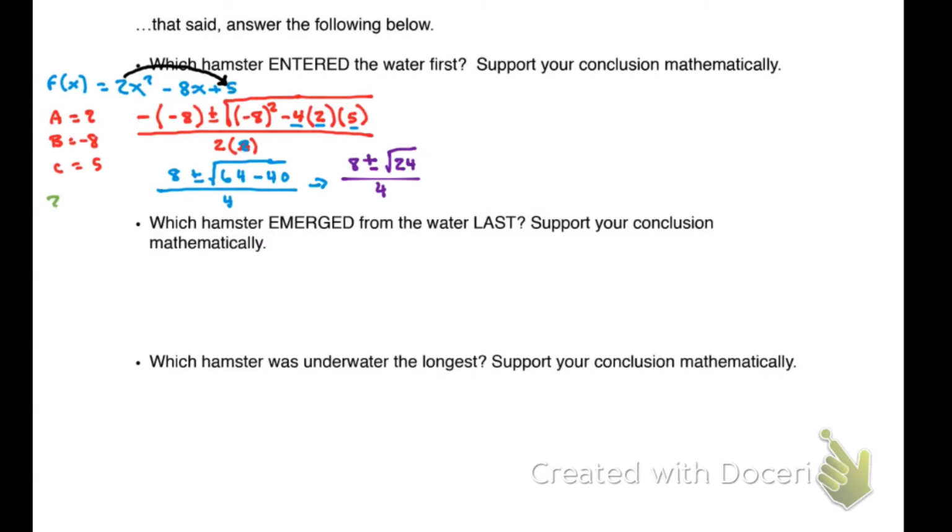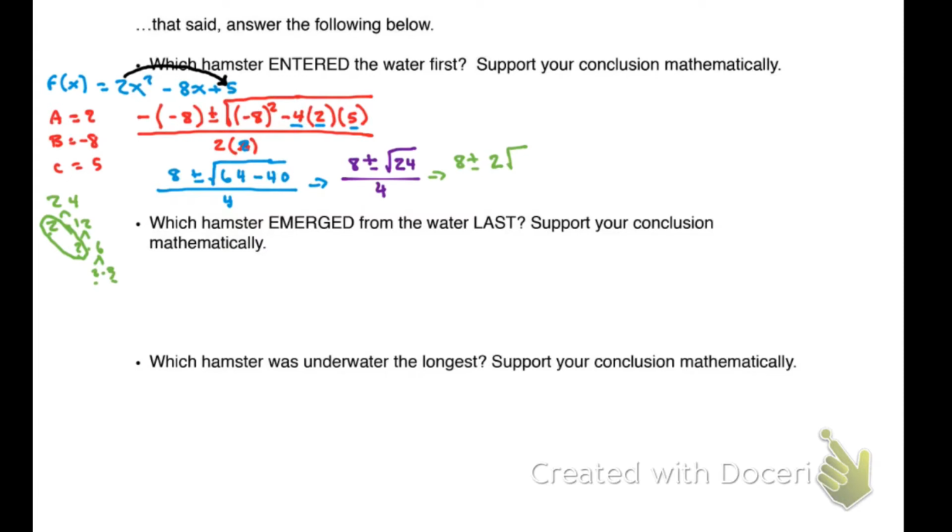So I'm going to do this on the side here. So 24 can get broken down into 2 times 12. 12 can be broken down into 2 times 6, and then 6 can be broken down, but we're not left with any pairs there, right? So we want to take out pairs. So that 24 gets broken down to 2 times 2 times 2 times 3, and we're going to take out pairs. So this simplifies out to 8 plus or minus, we're taking out a pair of 2's, so just 1, 2.